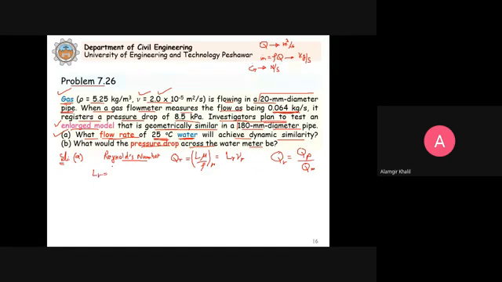LR will be equal to LP divided by LM, the length scale ratio. So LP is 20 in the prototype, the model is enlarged, so it is 180. So the length scale ratio is 0.1111.